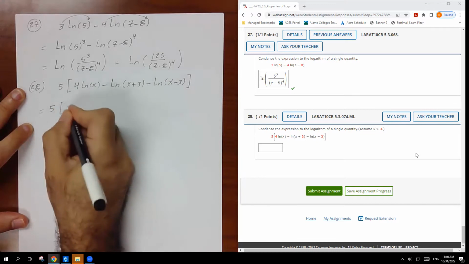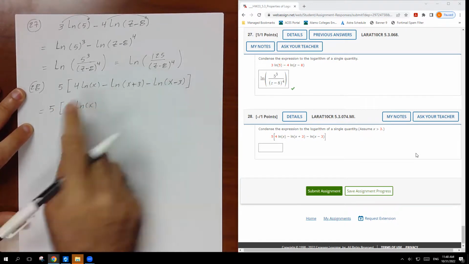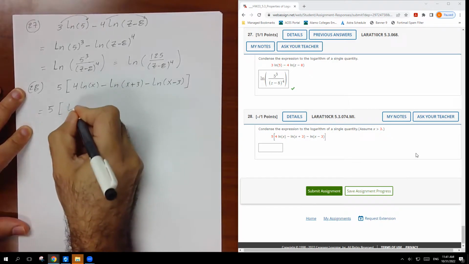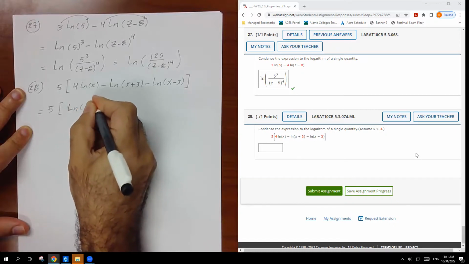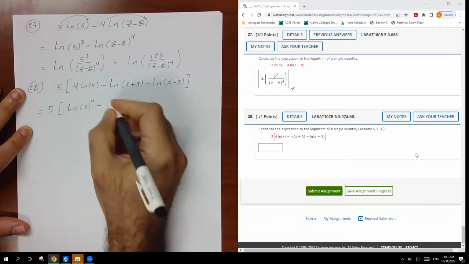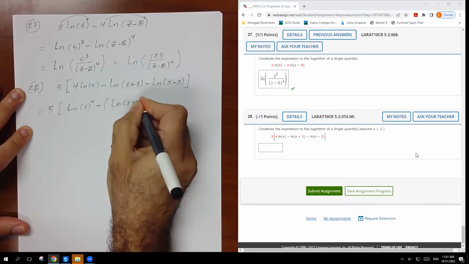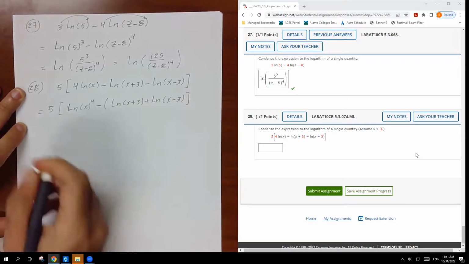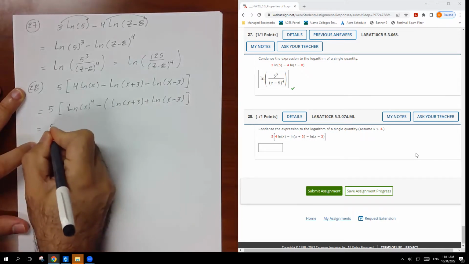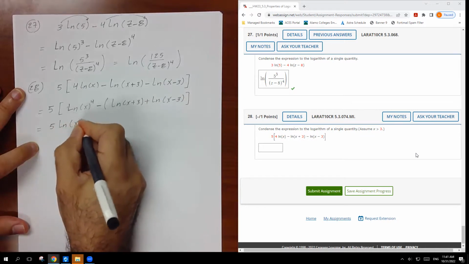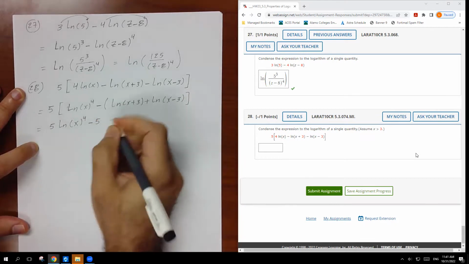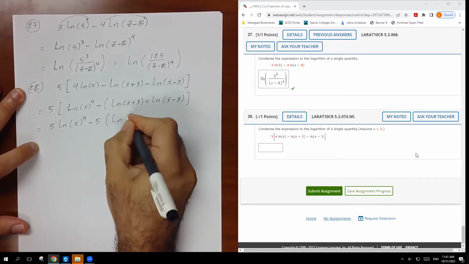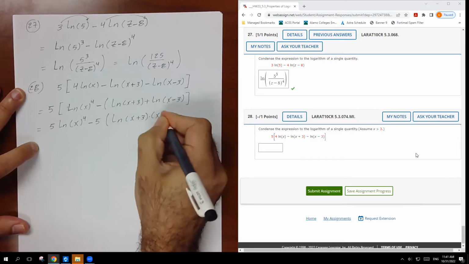So here is the 5 bracket 4 ln of x. 4 ln of x, 4 is an exponent. So I'm going to write down right away as ln of x to the power 4. I'm going to take a minus as a common between these two ln. So it's going to be ln of x plus 3 plus ln of x minus 3. Let's keep going. Here is going to be equal. Distribute the 5. So it's going to be 5 ln of x to the power 4 minus 5, here ln plus ln. So it's going to be ln of x plus 3 times x minus 3.